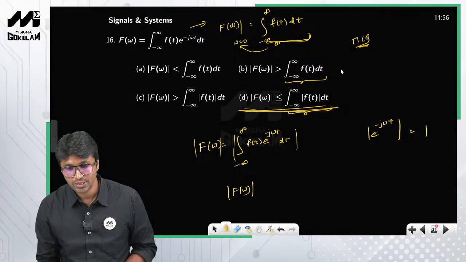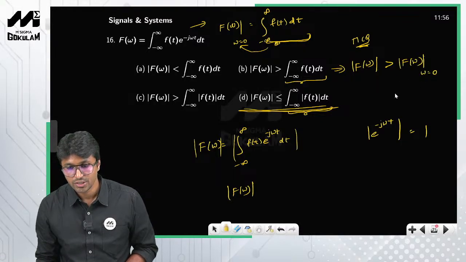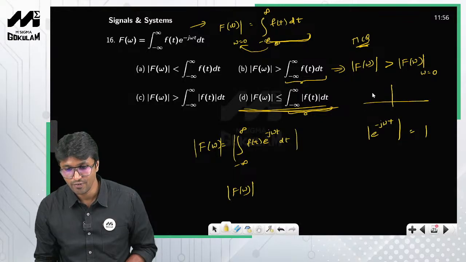So look at option B. This is the magnitude of f of omega, and this is given as the magnitude of f of omega at omega equal to 0. Suppose, for example, you have a Fourier transform of a signal like this. This is a Fourier transform of a signal, where this is omega and this is f of omega.